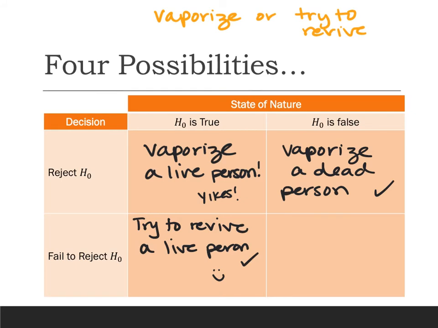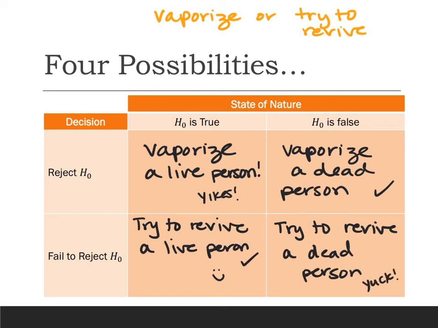And then what if the null hypothesis is false? So again, the patient is dead, but for some reason Spock still believes that there is insufficient evidence of death. So he's going to try to revive him. But it's going to be trying to revive a dead person. And that's kind of gross. But there's a mistake here as well.